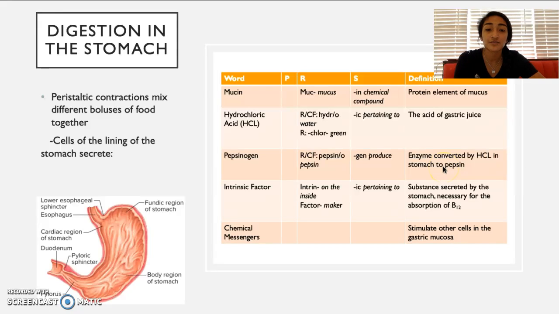The intrinsic factor, the root intrin meaning on the inside and factor meaning maker, the suffix ic meaning pertaining to, and the definition substance secreted by the stomach necessary for the absorption of B12. Chemical messengers stimulate other cells in the gastric mucosa. And in the picture you can see the duodenum and the pyloric sphincter.